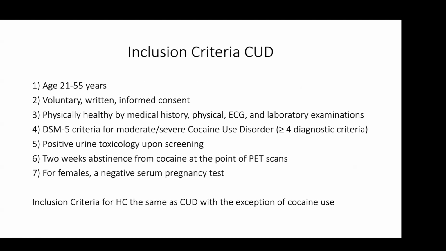For the inclusion criteria, we had participants from 21 to 55 years old, all healthy physically and psychologically, no significant comorbid psychiatric conditions, no significant other substance use disorders. They needed to have a positive urine tox upon screening, and they had approximately 2 weeks of abstinence from cocaine at the point of the PET scans. The healthy controls had the same inclusion criteria, with the exception of the cocaine use.